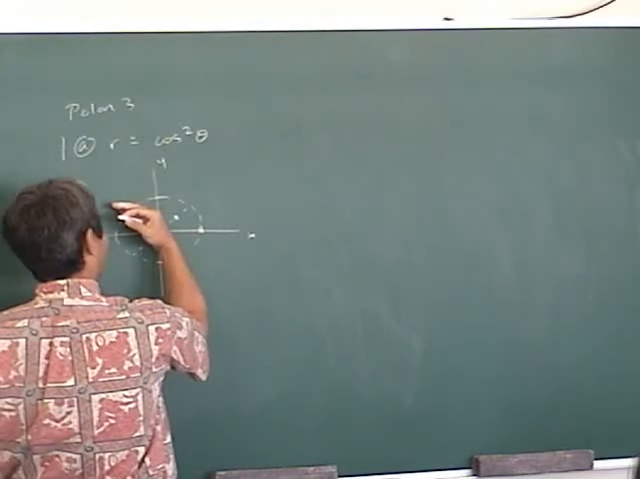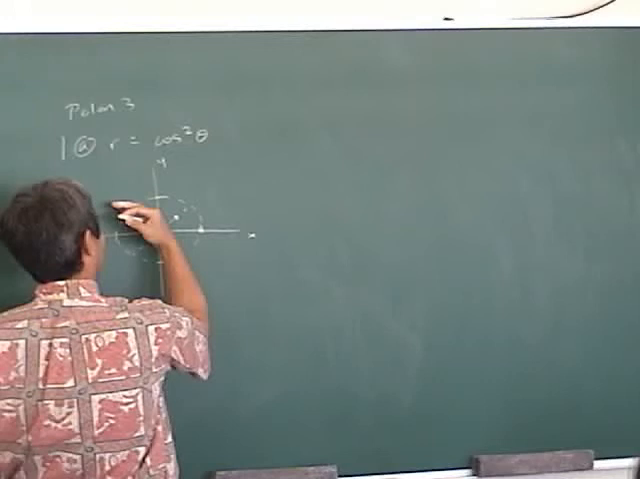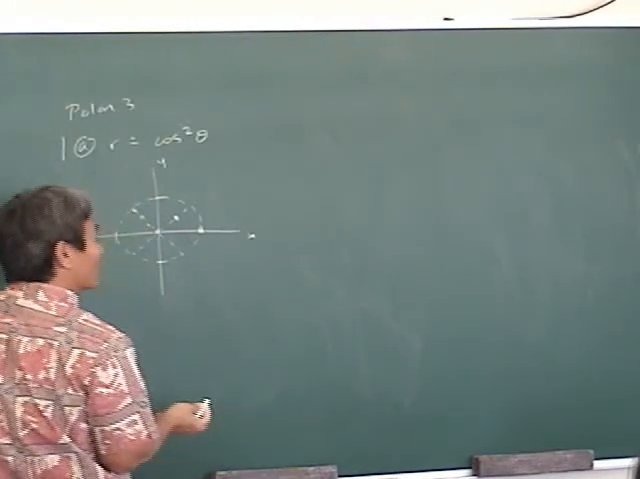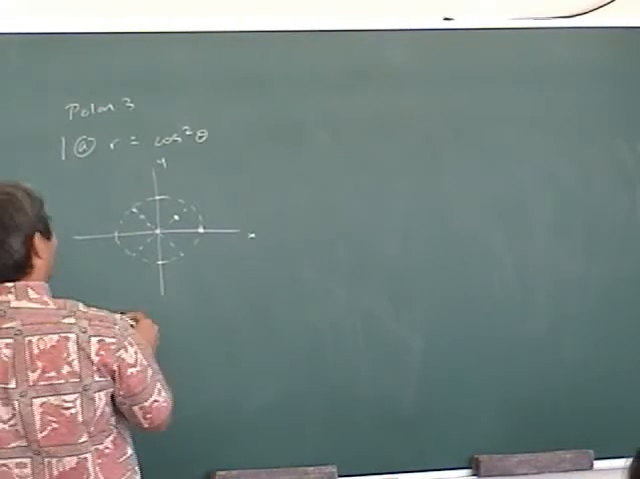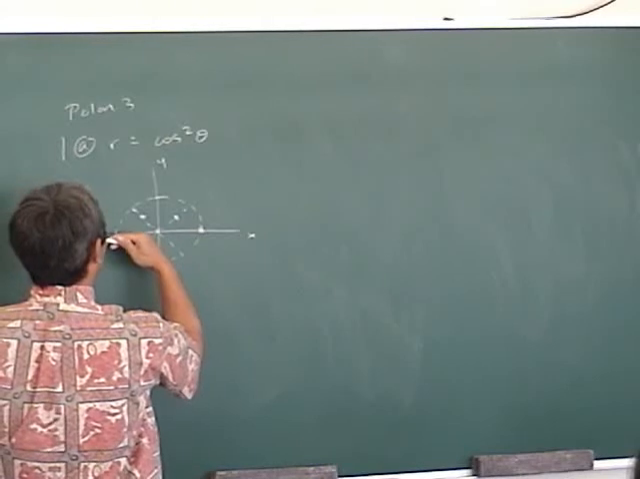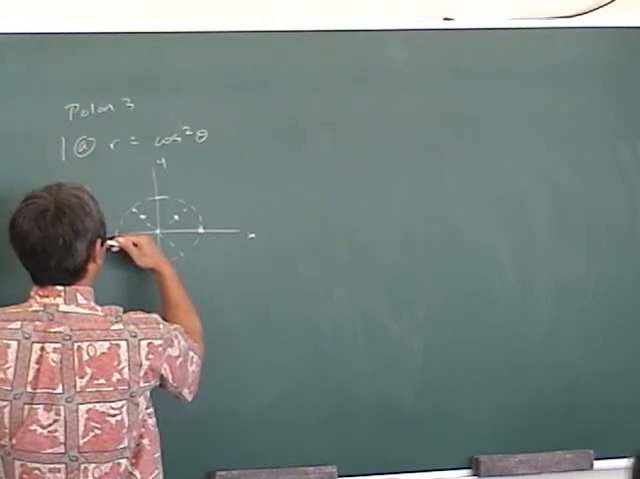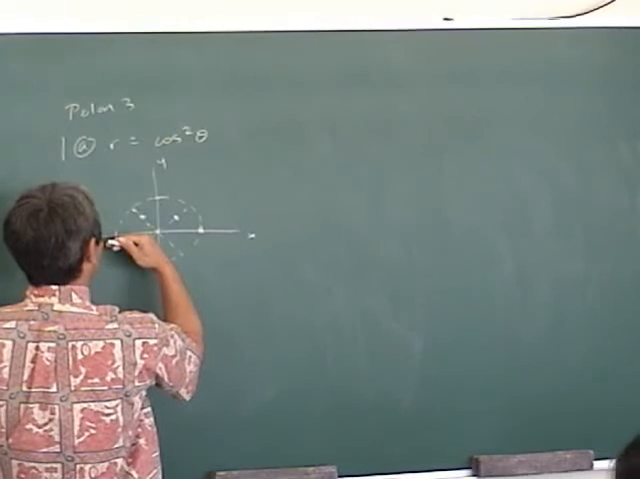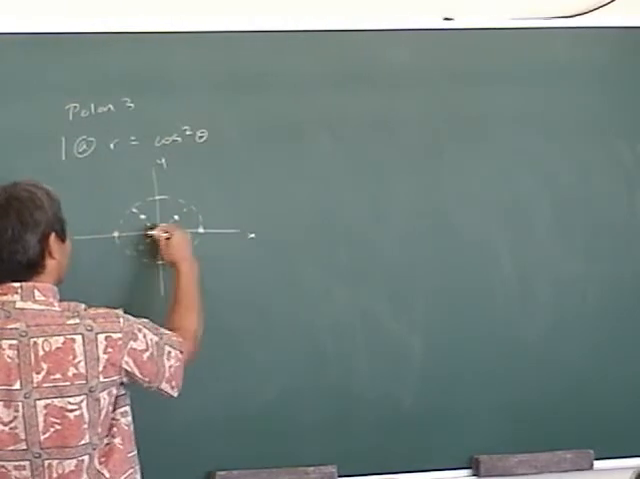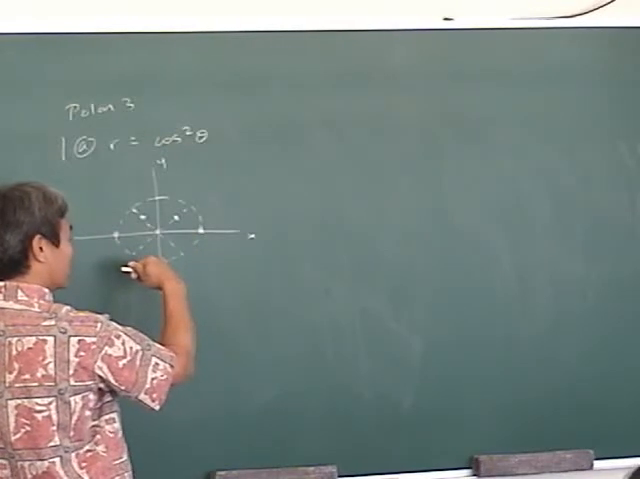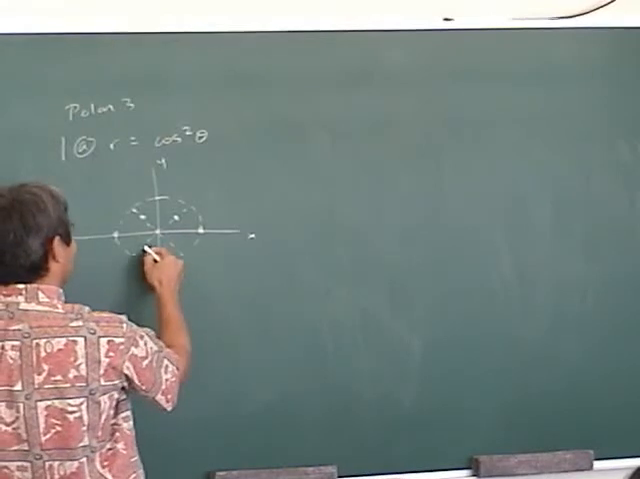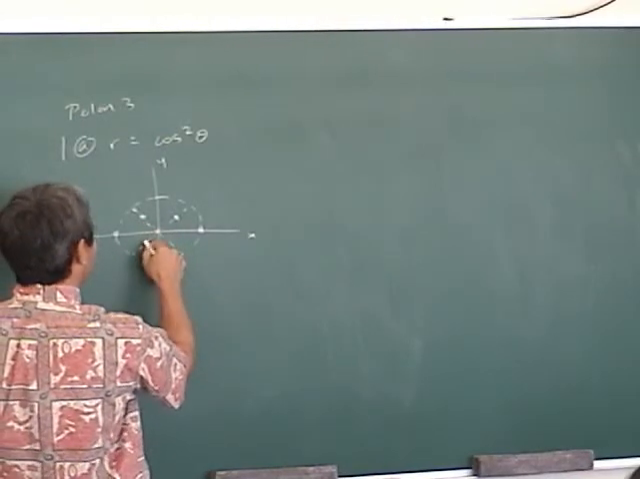3 pi over 4. This is kind of ugly. Come on. Negative 1 over root 2 squared. Okay, people, if you cannot compute these values, you're in trouble. Negative, I gave it away already. Pi. Cosine of pi is negative 1, but then you got to square it. So you get 1. 5 pi over 4 is negative 1 over root 2, but you got to square it. Just like these two. Half.